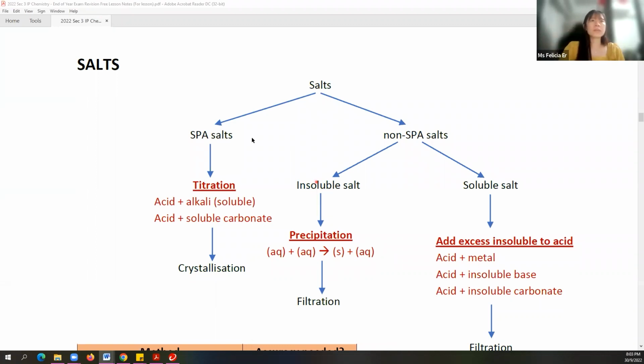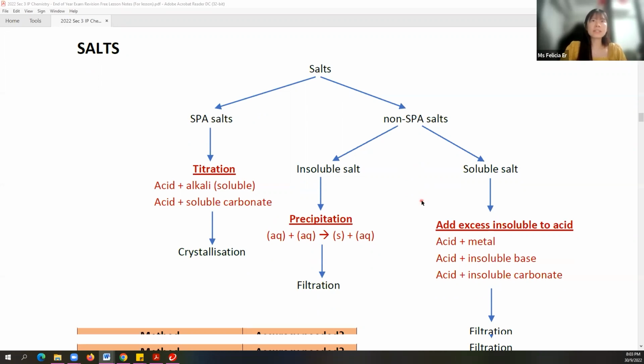So for the topic of salts, you all know that there are mainly 3 types of chemical reaction, right? The titration, precipitation, add excess insoluble to acid. Usually if a question, for example, I give you calcium sulfate, can you tell me out of these 3 methods, which one to choose? Or maybe I give you another one, maybe potassium nitrate. And then out of these 3 methods, do you know which one to choose? So that is what I'll be teaching you: how to decide out of the 3 methods, which one to choose.